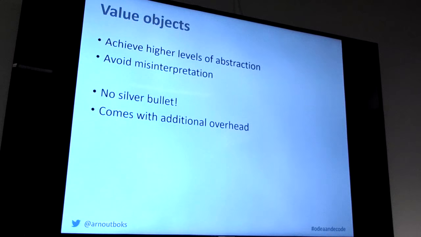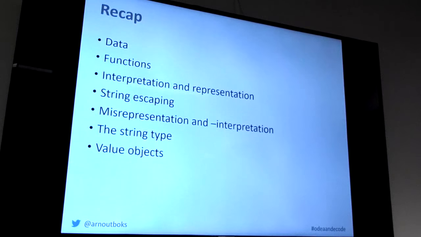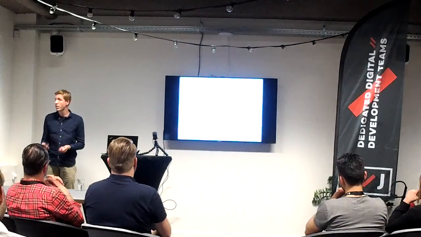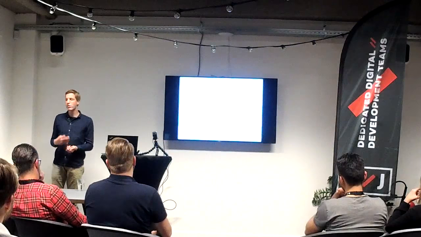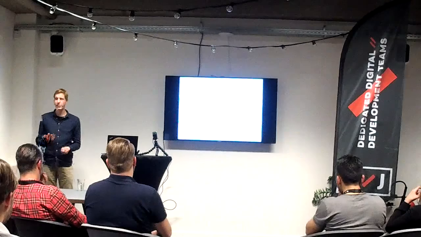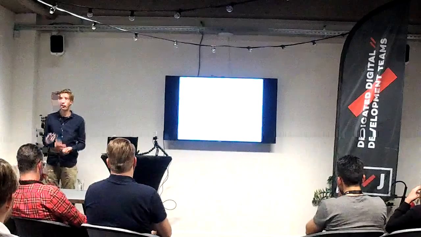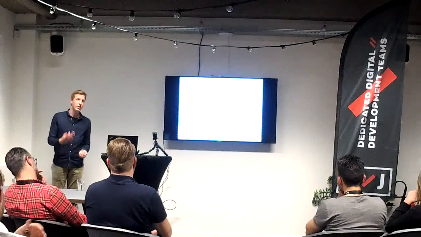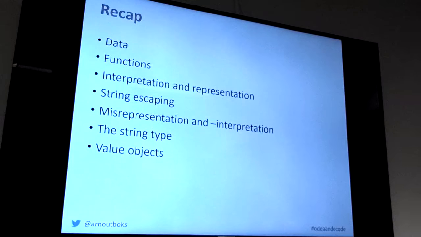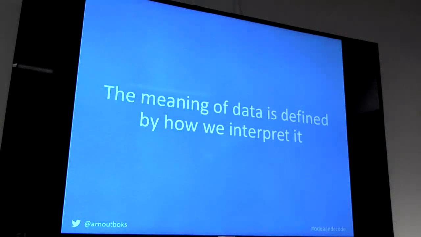So what have we seen today? We have looked at data, the nature of data, and how the meaning from data is derived. We have looked at functions, how functions operate on data, how we can see these functions as interpretations and representations of this data, why that is a necessary evil for transmission or storage of the data. We have looked at string escaping, which is actually just a way of representing your data, not necessarily a security measure. We have looked at misrepresentation and interpretation of our data, how the string type makes it even more difficult to get right, but how value objects might in some situations be a good solution to help yourself get it right. The most important thing to remember is this. The meaning of data is always defined by how we interpret it. Data has no inherent meaning. We assign a meaning, and we can do that right or we can do that wrong.